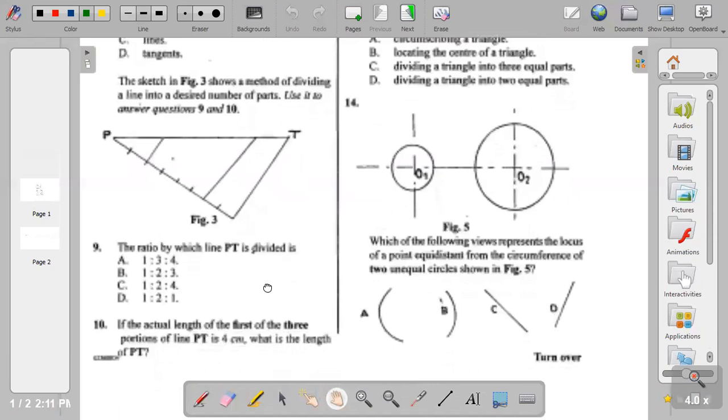Question 10. If the actual length of the first of the 3 portions of line PT is 4 centimeters. There are 3 portions. This is portion 1, this is 2, and this is 3. So the question says if the first is 4 centimeters, so if this 2 equals 4 centimeters, this 4 equals 8 centimeters, and these 2 portions equal 4 centimeters. That gives us 4 plus 8 plus 4.